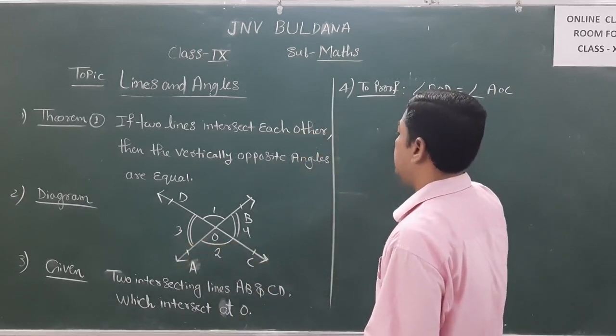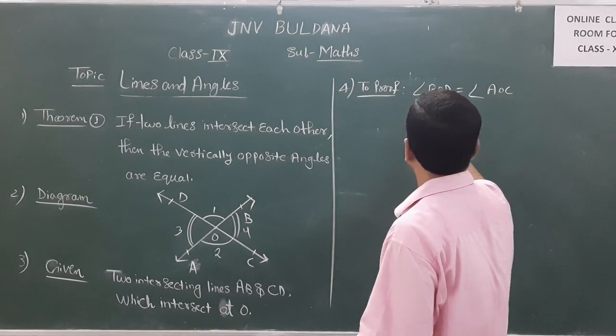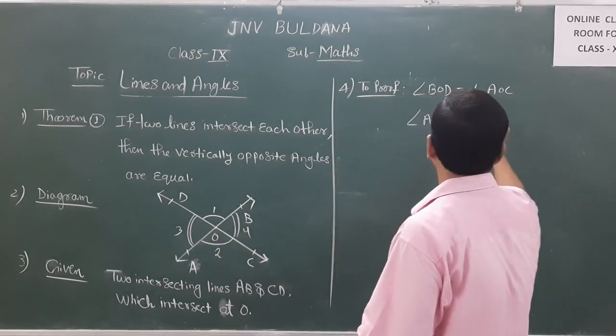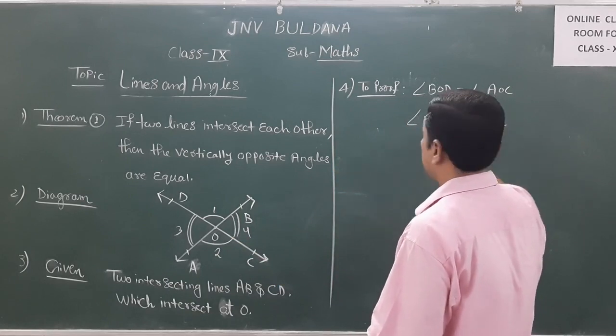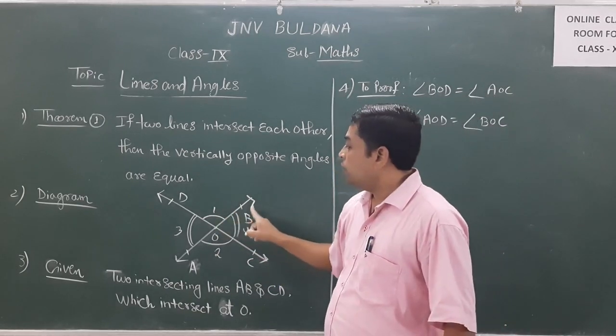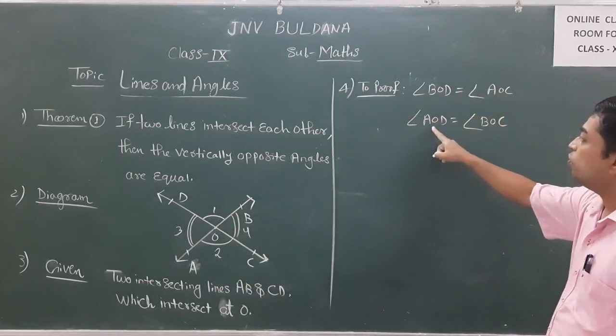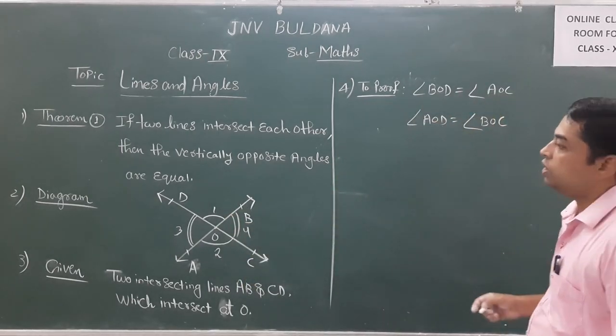Okay, second we have to prove this 3 and 4 is equal. 3 means angle AOD is equal to angle BOC. Okay, this BOD angle 1 is equal to angle 2. This we have to prove, and second we have to prove angle AOD is equal to angle BOC.